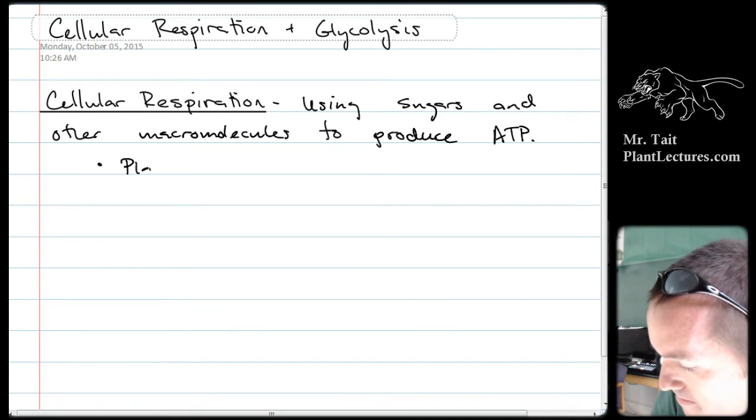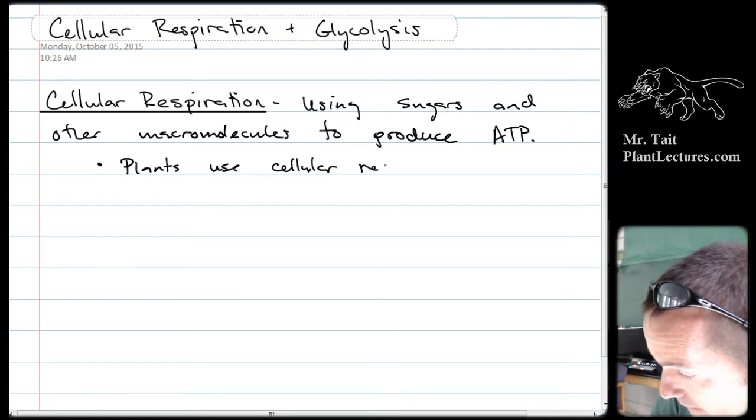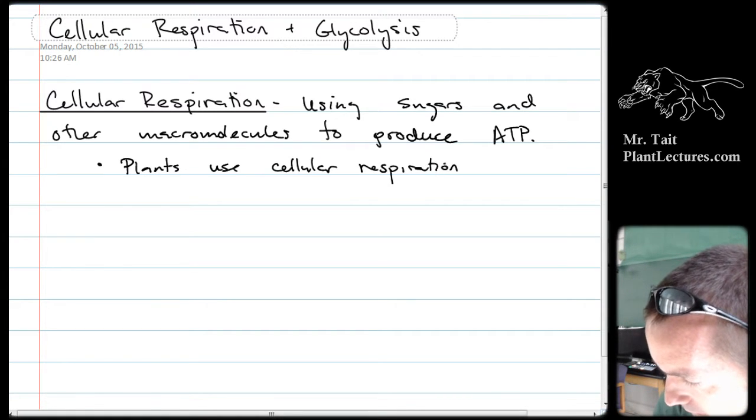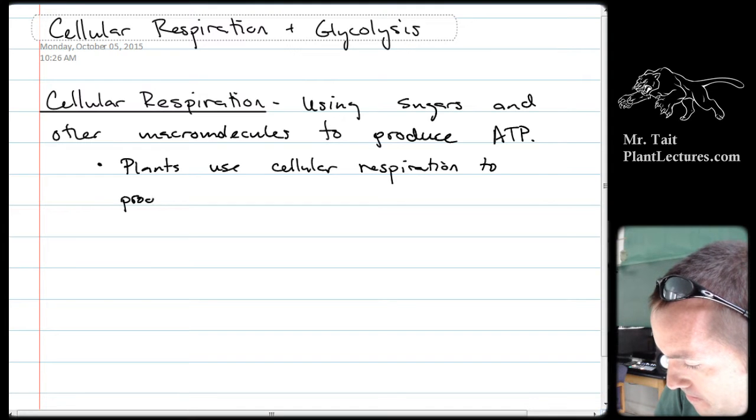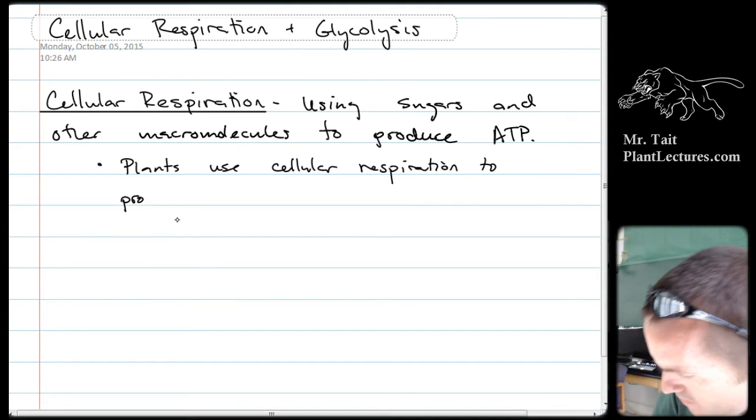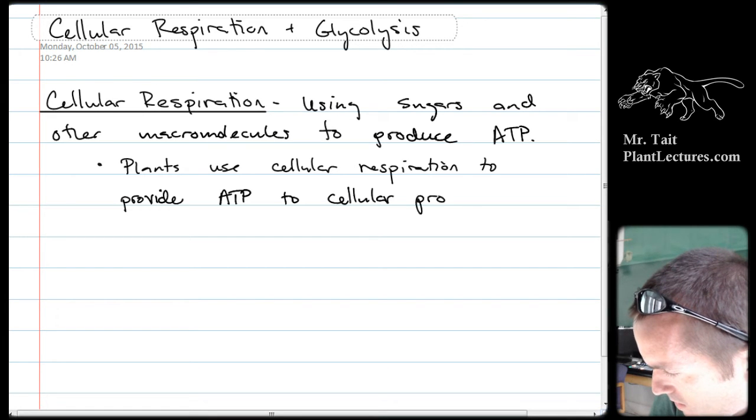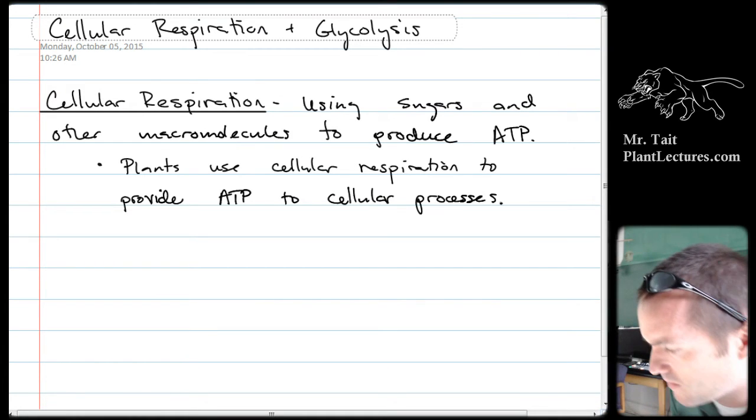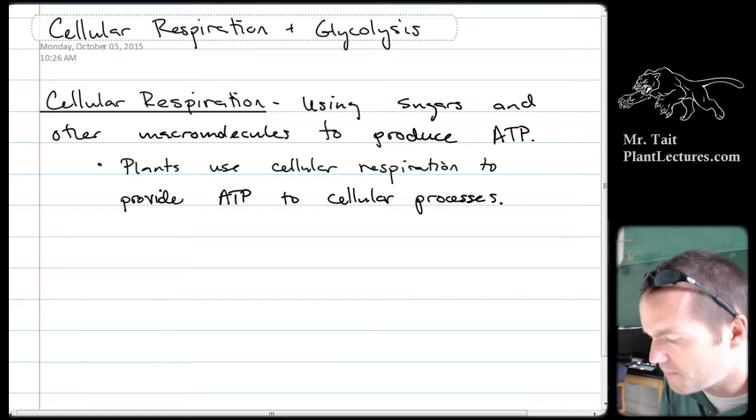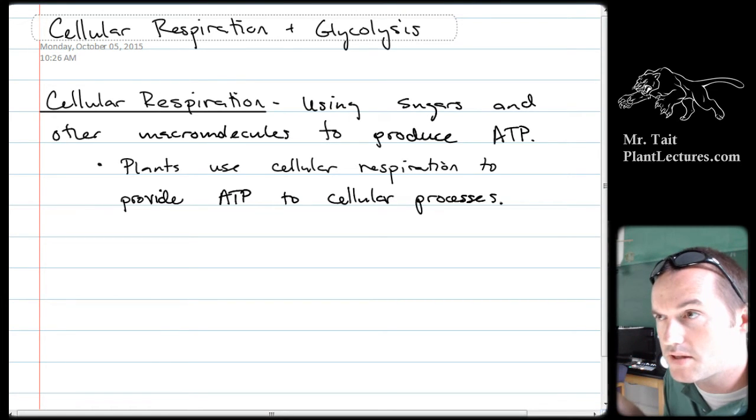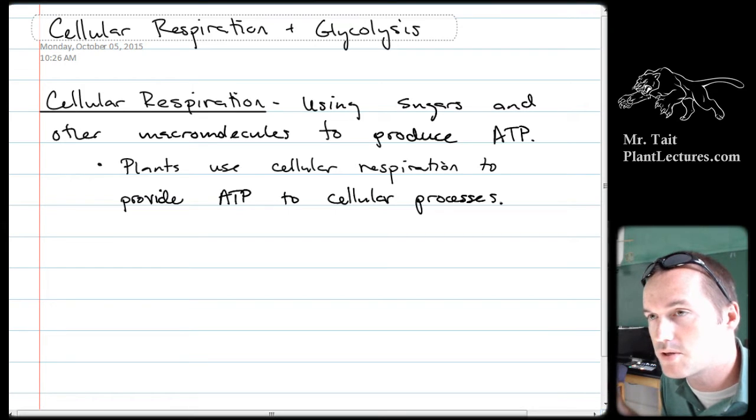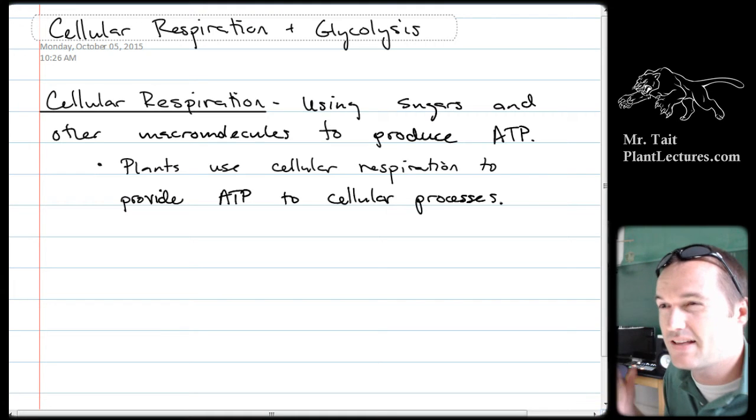So we say that plants use cellular respiration to provide ATP to cellular processes. Okay, so we alluded to this earlier when we did the quiz. There was a quiz question that said something to the effect of, where would you be least likely to find photosynthesis taking place? The answer was the roots, right?